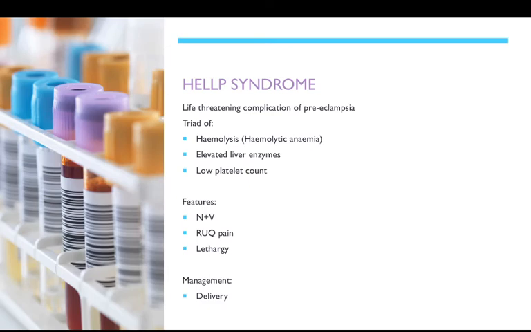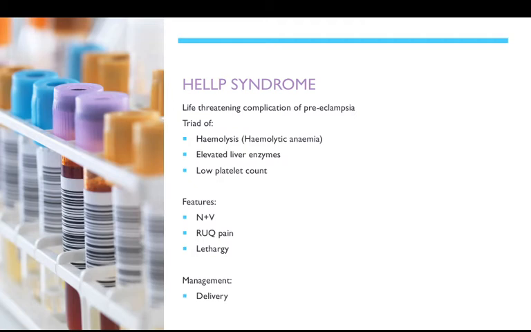Okay, so HELLP syndrome. It's a life-threatening complication of preeclampsia. It's a triad of hemolysis, so hemolytic anemia, elevated liver enzymes, and low platelet count. The features are lethargy, right upper quadrant pain, and nausea and vomiting.